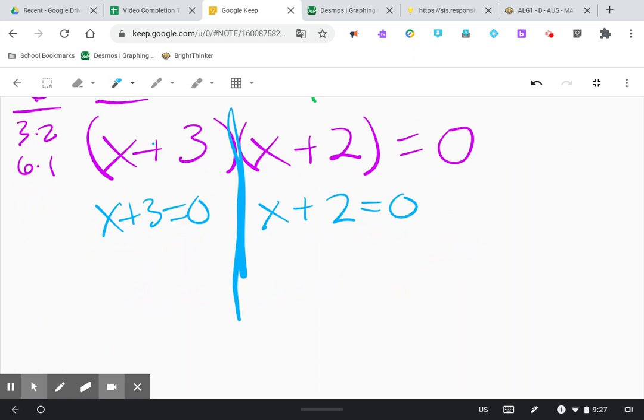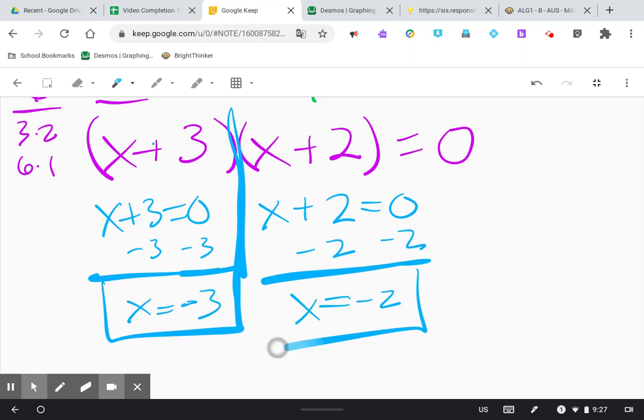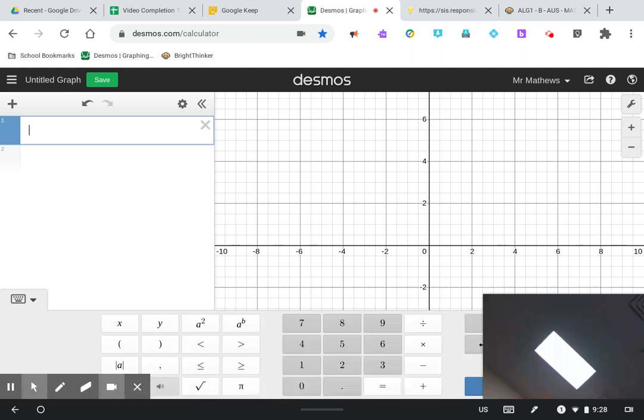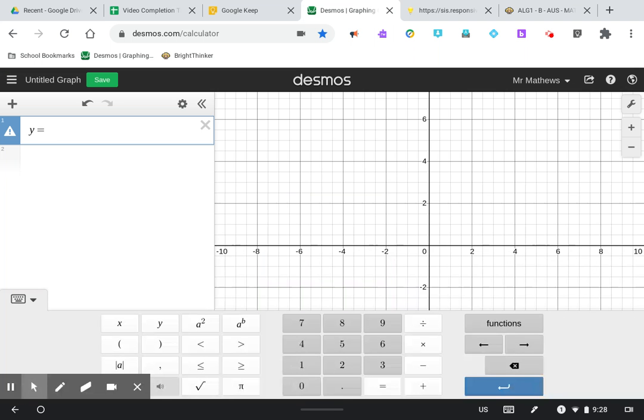So if x plus 3 equals 0, then if I solve that, I get x equals negative 3. And if I solve x plus 2 equals 0, I get x equals negative 2. And so these would be the two solutions to that equation. Now let's jump over to Desmos and let's graph y equals x squared plus 5x plus 6.